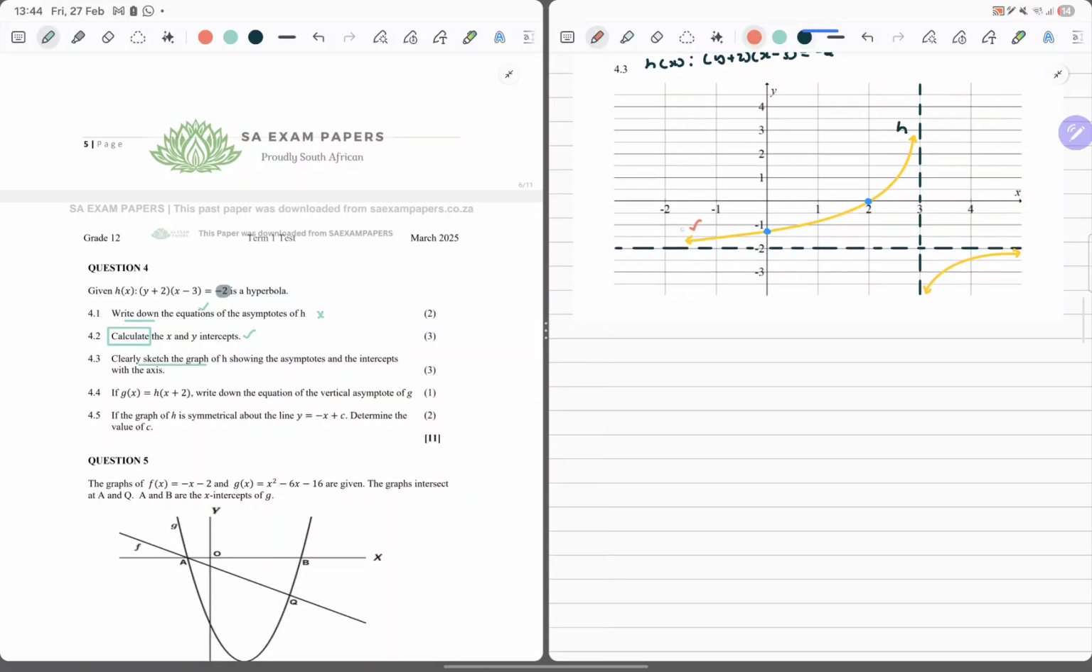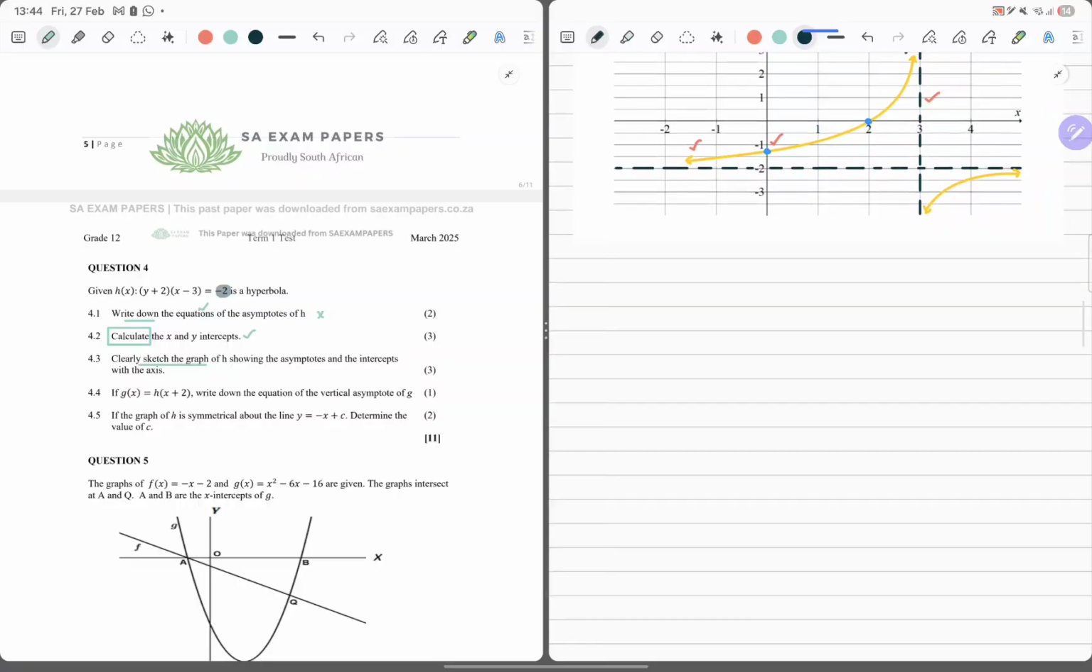Okay guys, so a mark for the shape, a mark for any of the intercepts, be it x and y, and then a mark for the correct position of both asymptotes. Now this means for intercepts, both of them must be correct to get a full mark. And for the asymptotes, again, they should be represented correctly to get that mark.